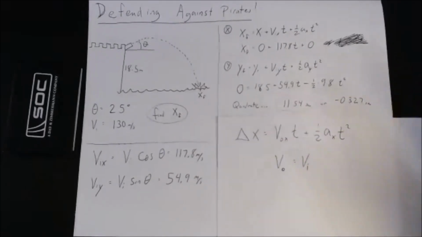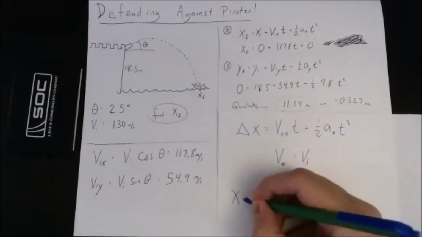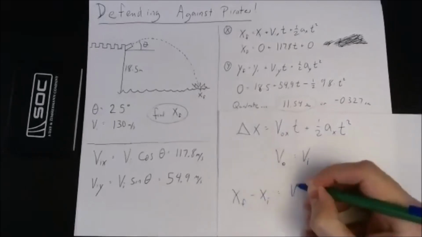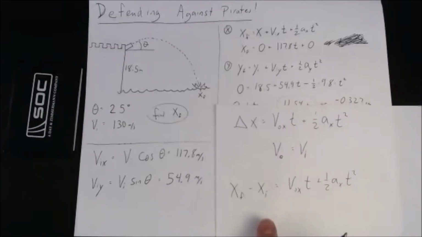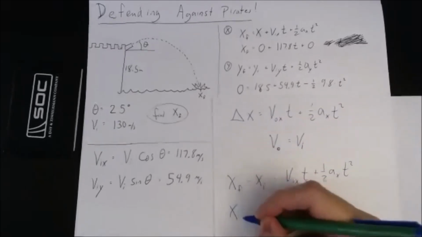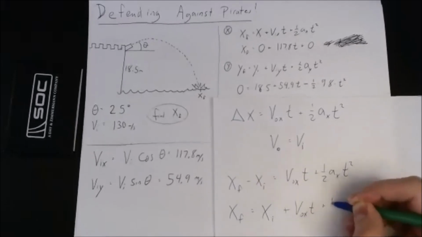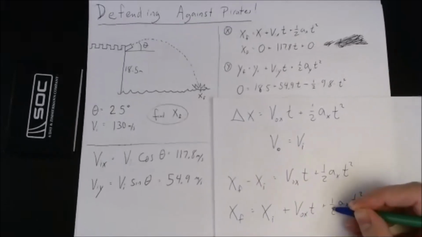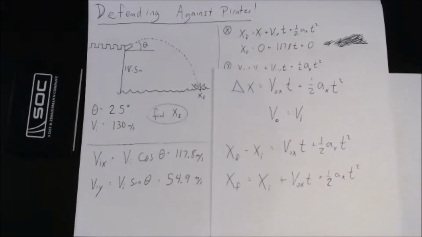The other change, I just want to write this down just in case. The other change is I changed delta x into x final minus x initial equals v naught x t plus 1/2 a x t squared, and then I added x initial to both sides, and that got x final is equal to x initial plus v naught x t plus 1/2 a x t squared. So those are the two changes that I made to that original equation, and I do want to make sure that you can see that, yes, it is different, but it actually means the exact same thing.